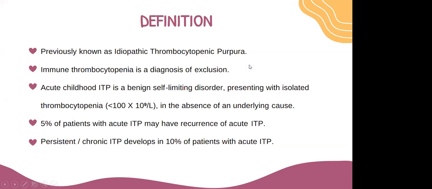And what is ITP? ITP is a diagnosis of exclusion, and it was previously known as idiopathic thrombocytopenic purpura. Acute childhood ITP is a benign self-limiting disorder presenting with isolated thrombocytopenia with a normal blood count, and absence of underlying cause. 5% of patients with acute ITP may have recurrence of acute ITP, and chronic ITP can develop in 10% of patients with acute ITP.